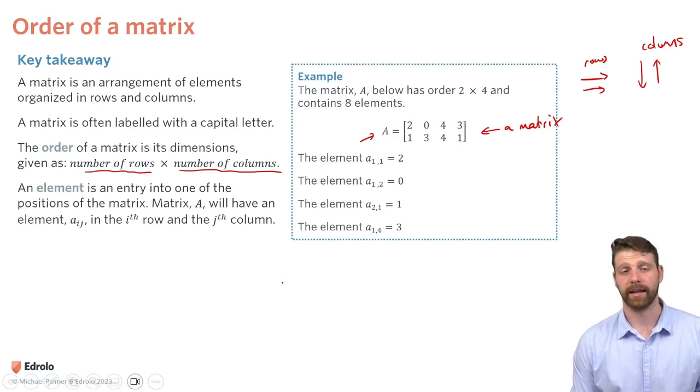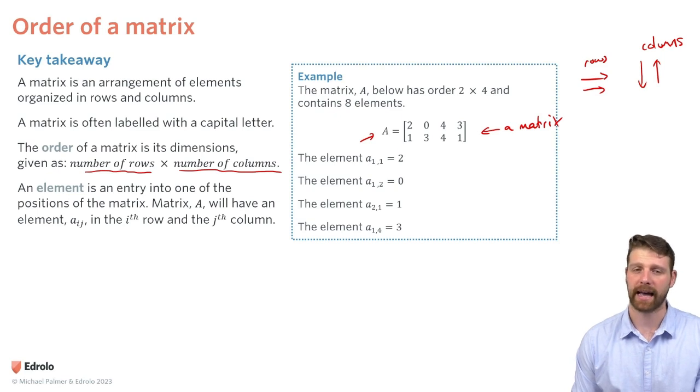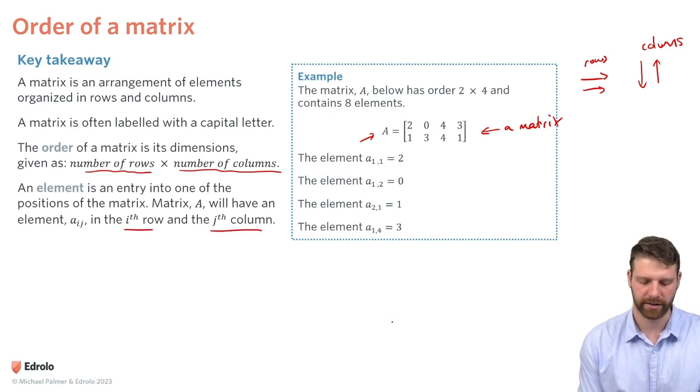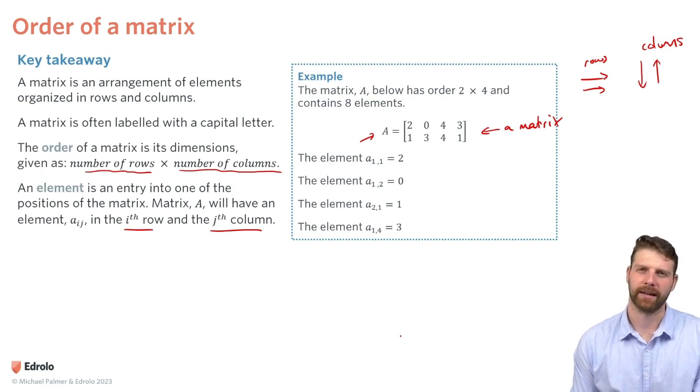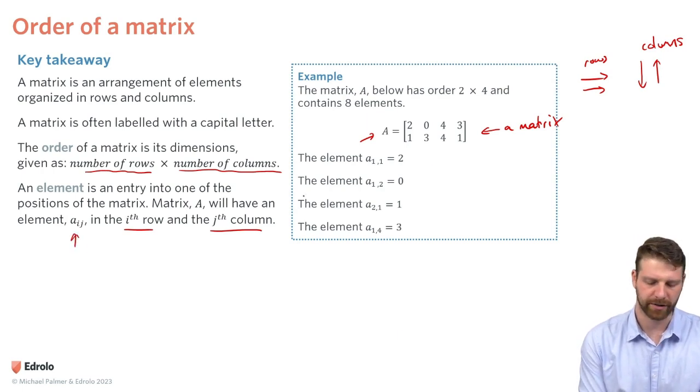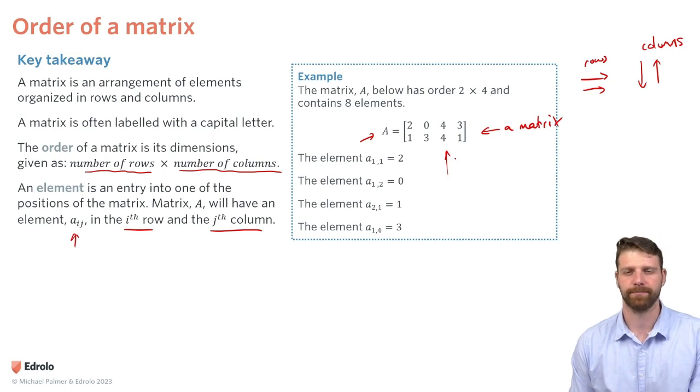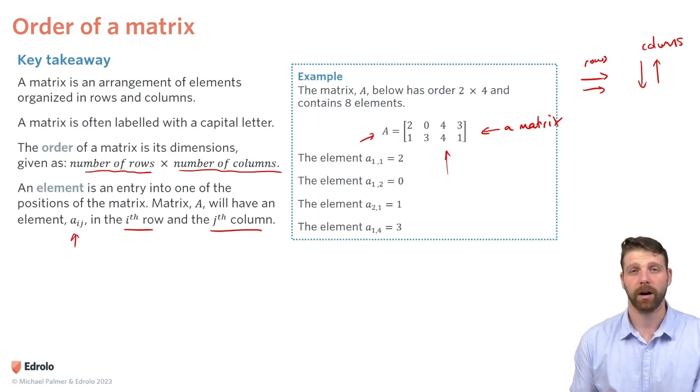Okay, last point we've got here is an element is an entry into one of the positions of the matrix. Matrix A will have an element Aij in the ith row and the jth column. So what does that mean? Well, that's a way of describing each of these numbers inside the matrix. So I've got a few examples here. So let's have a look.